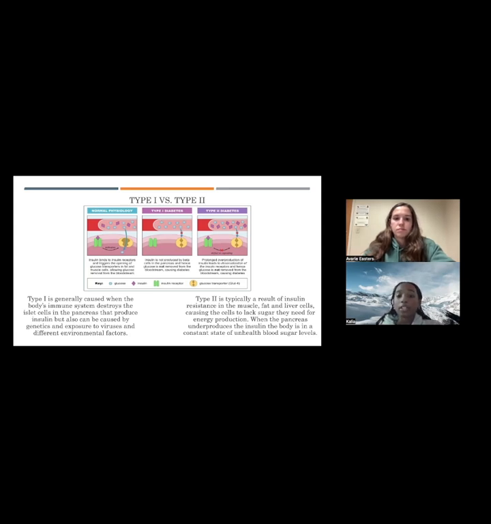When the pancreas underproduces insulin, the body is in a constant state of unhealthy blood sugar levels. And this can be seen in people who overeat or lack exercise, or both in combination. When people are overeating, their body's not producing enough insulin to combat that constant carb glucose load. And when people don't exercise, they're having these high blood sugar spikes and nothing to combat that. So that's where you would see type 2 diabetes.